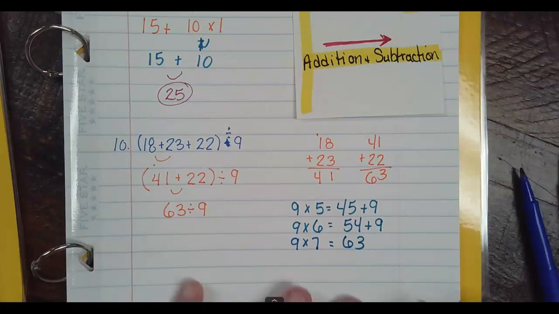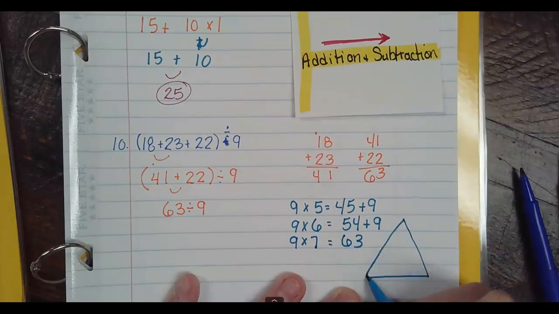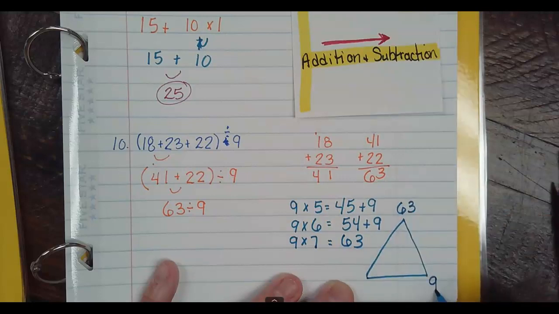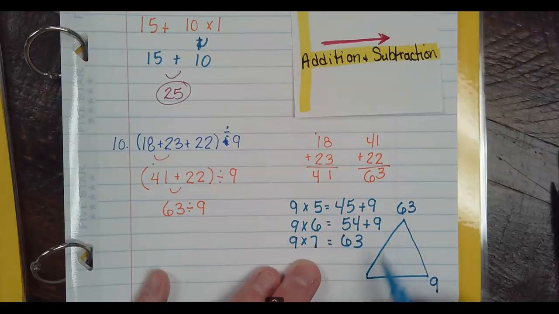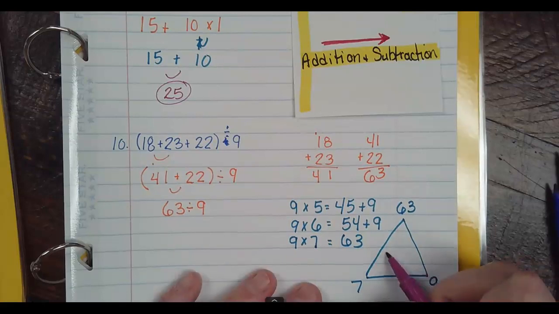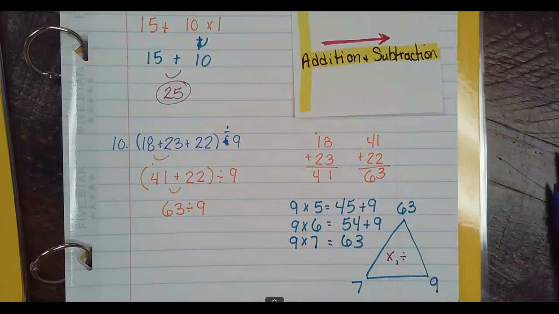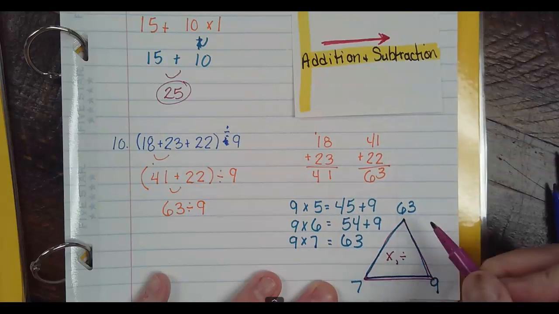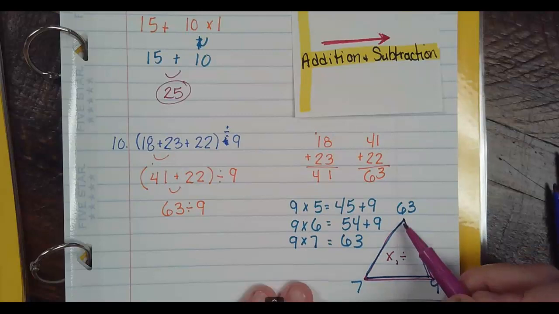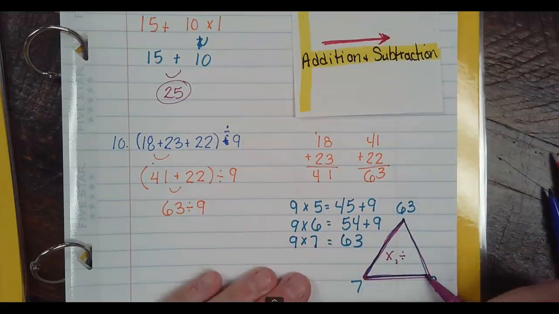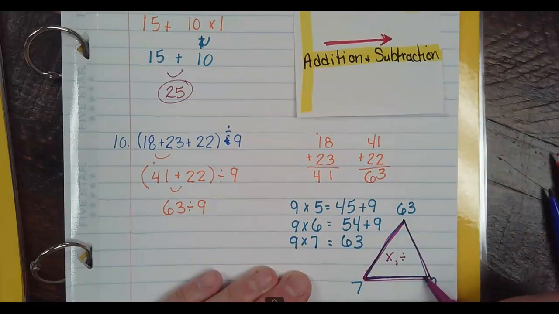Now, look at my fact triangle. Let me show you my fact triangle. I can put my 63 on top, my 9 on the side, and I can put my 7 on the side. So, if I make it multiplication division, I can say 7 times 9 is 63. I could say 9 times 7 is 63. Or I could say 63 divided by 7 is 9. Or I could say 63 divided by 9 is 7.